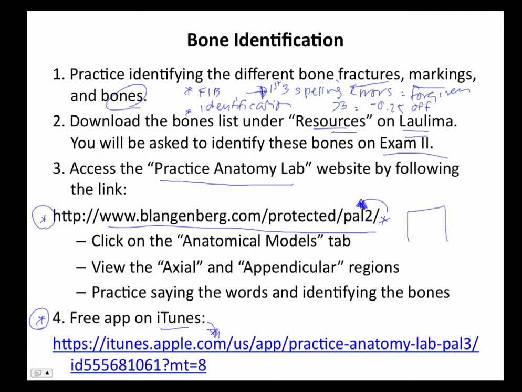But once you get to this page, you're going to see a bunch of tabs on the side bar that's going to look like this, and it's going to have different systems. So skeletal, muscular, integumentary, fetal pig dissection. And you're going to click on the one for skeletal system. And you can access the axial and appendicular regions, and that's how you can get to all the bones that you're going to need to know.